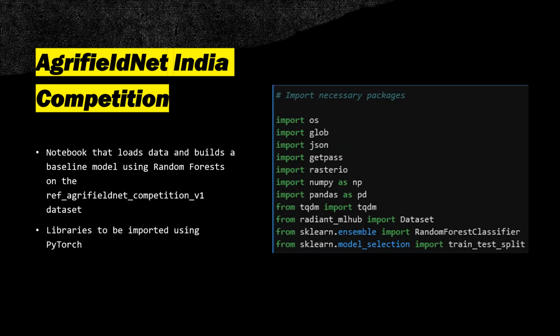Yeah, the AgriFieldNet India competition. This notebook loads data and builds a baseline random forest model on the AgriFieldNet competition data set. To the right, we see libraries that need to be imported in order for the model to work.